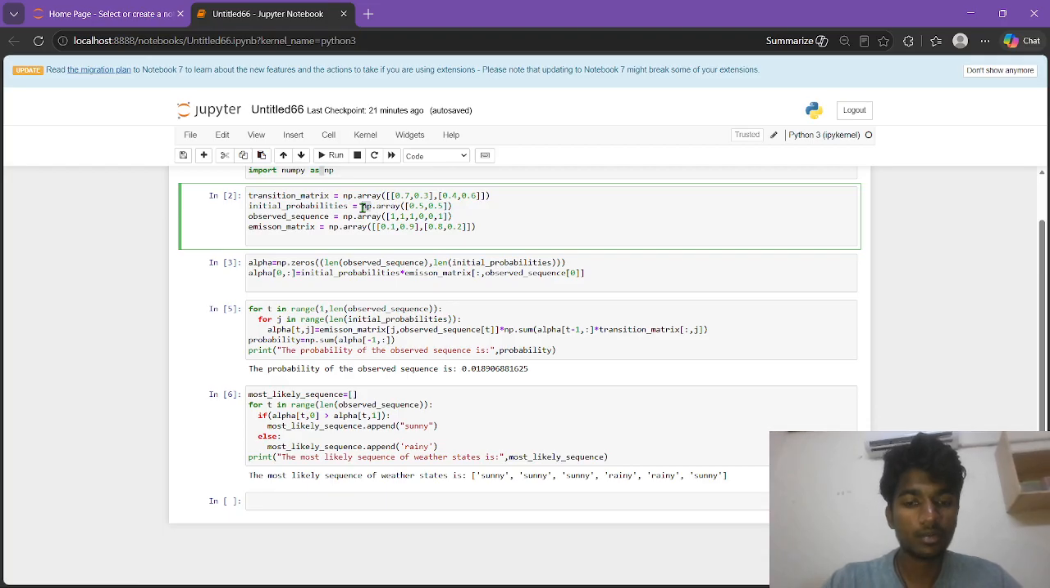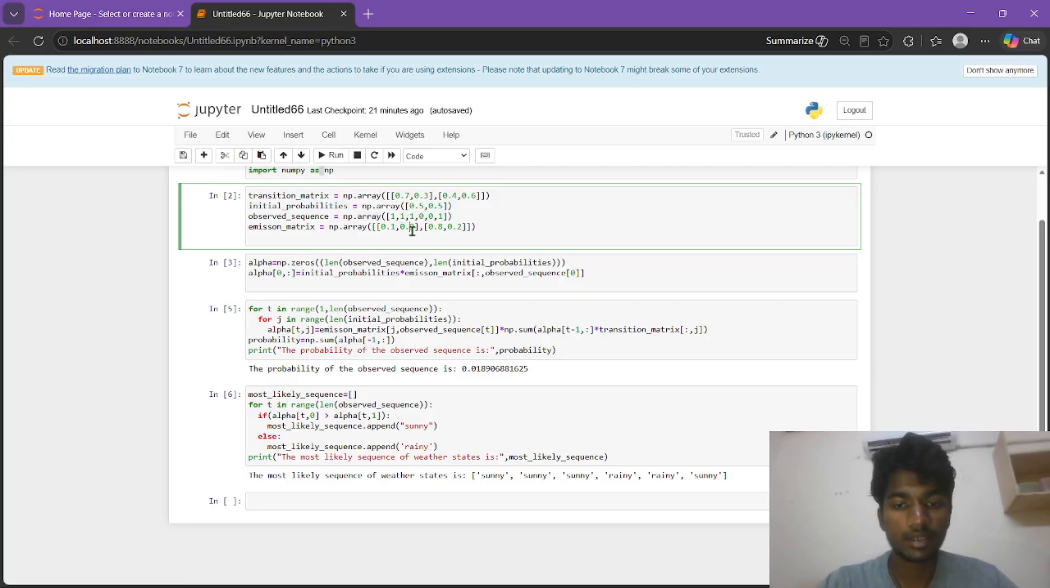Coming to the initial probabilities, this represents the probability of starting in each state. P of sunny will be 0.5 and P of rainy would be 0.5. Both states are equally likely initially. Next, the observation sequence. These are the observations received from the environment. 0 is observation A and 1 is considered to be observation B.